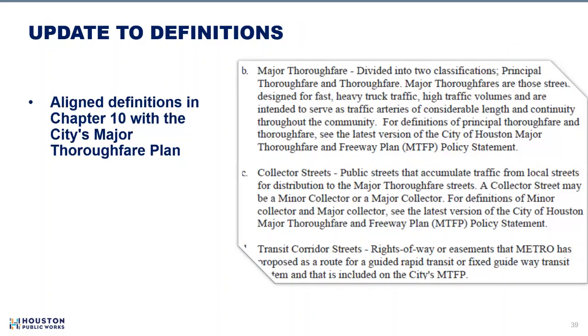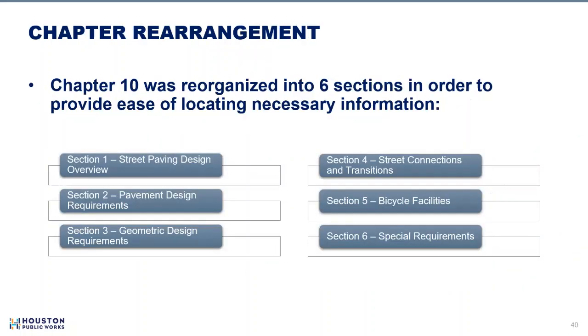So we did actively pursue lining our Chapter 10 up with the major thoroughfare plan, particularly with nomenclature and use of terms. There are different terms that you will see throughout: Class A or collector street, transit corridor streets, major thoroughfares. These terms just need to be used the same way throughout all of our documents. And so we spent a lot of time researching the major thoroughfare plan and making sure that took place.